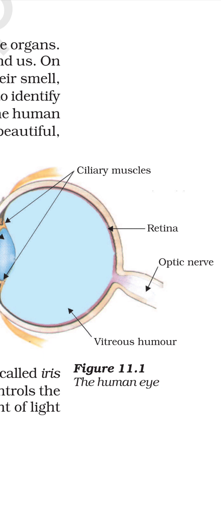So we know that the retina has a large number of light sensitive cells, right? These light sensitive cells are the rods and the cones. Rods respond to the intensity of light, whereas the cones respond to the color of the object. So when the image falls on the retina, these light sensitive cells, the rods and the cones, get activated.